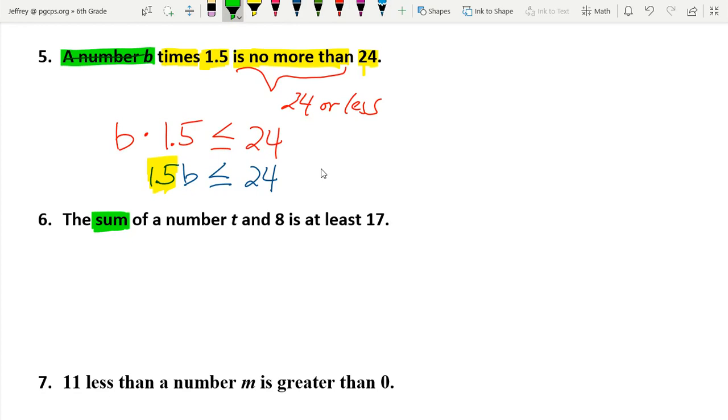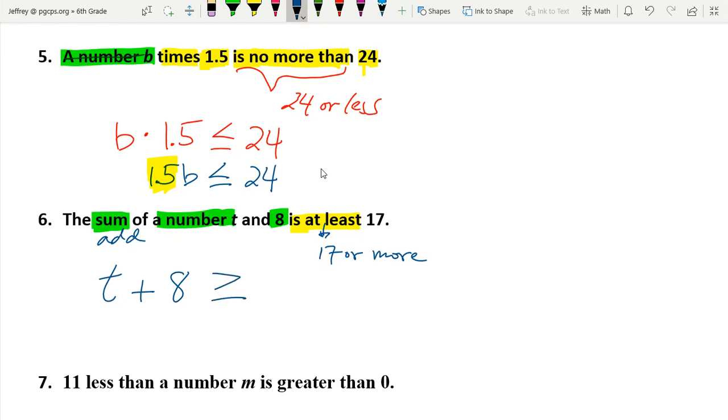The sum of a number t and 8 is at least 17. So that means at least is either 17 or higher, right? Or more than 17. 17 or more. That's what at least means. So the sum means to add. So you're adding the number t and 8, which is at least 17 or more, so more than or equal to 17. Make sure you use the right inequality symbol.